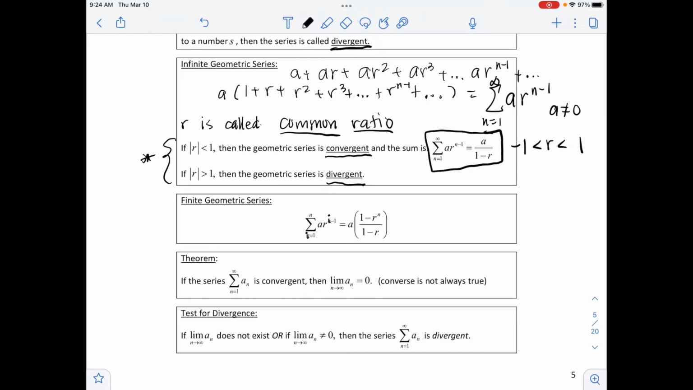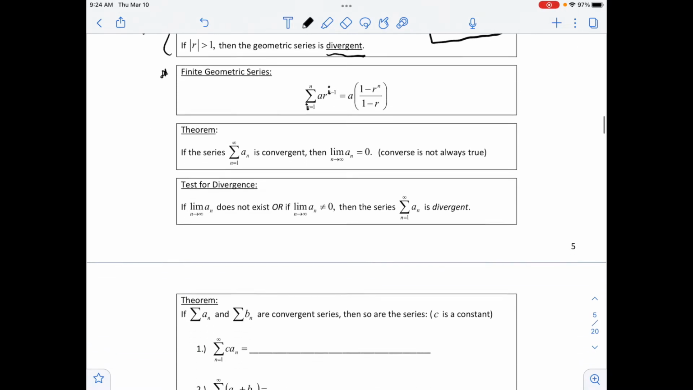And so the next thing that we have is a finite geometric series, which is different than the infinite geometric series that we had up above. Finite means that it ends. And so we're going to say the sum from i equals 1 to n of ar to the i minus 1 is equal to a times 1 minus r to the n over 1 minus r.